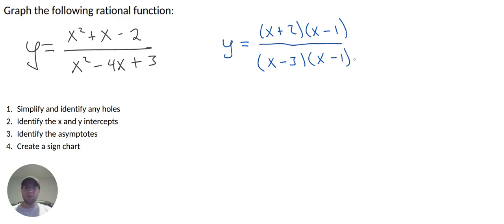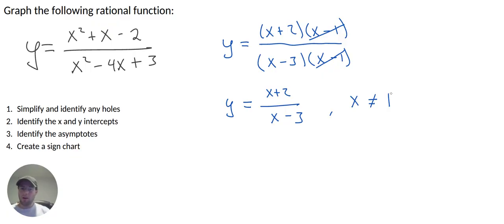Now let's notice that we have an x minus 1 factor in the numerator and an x minus 1 factor in the denominator. So we can go ahead and cancel those out, and that is actually going to be where our hole is. When we rewrite this, we have to keep that in mind. So y equals (x plus 2) over (x minus 3), and let's note here that x cannot equal 1. Awesome, so now we found our hole and simplified, and let's move on to step number 2.